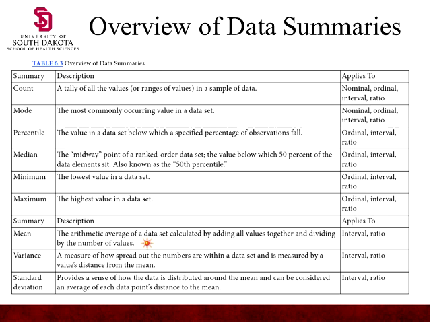Variance, that's a measure of how spread out the numbers are within the data set, and is measured by the distance from the mean. And then standard deviation, that provides a sense of how the data is distributed around the mean. It can be considered an average of data points distant to the mean. So the standard deviation is a really important thing.